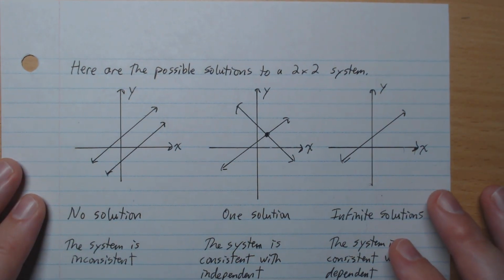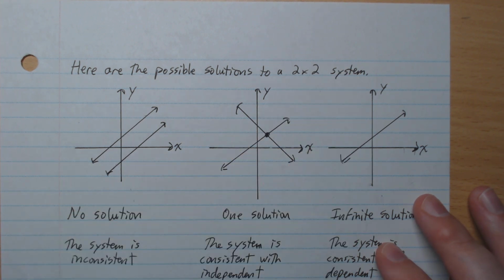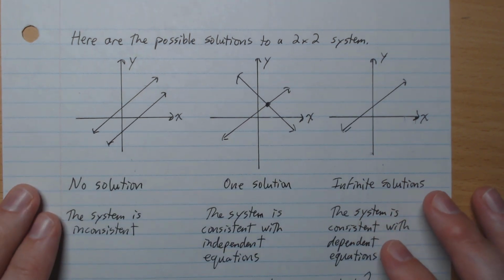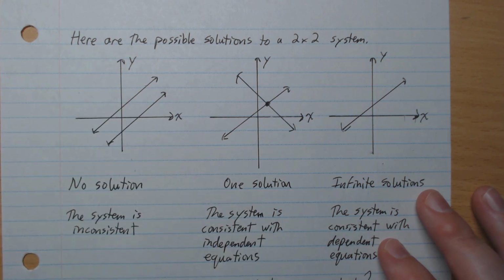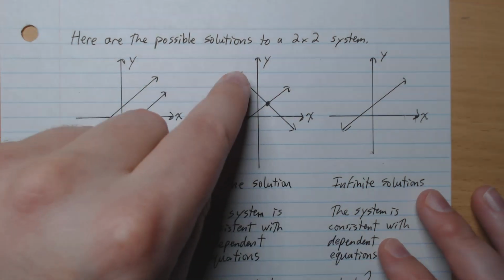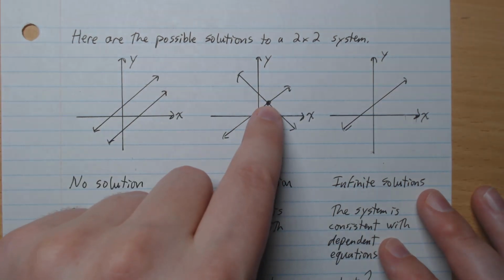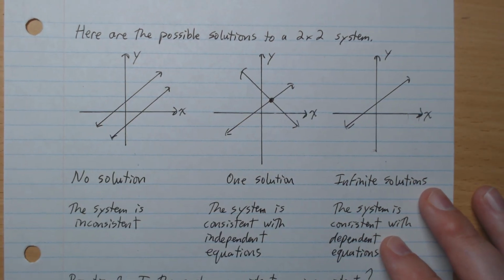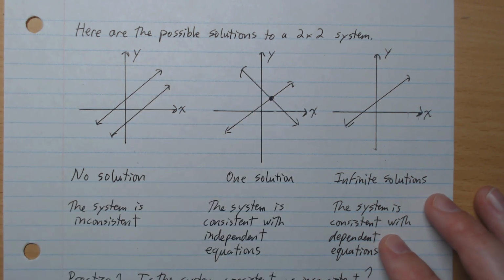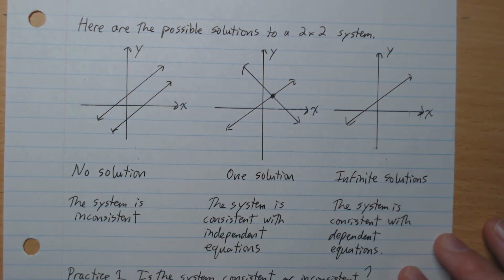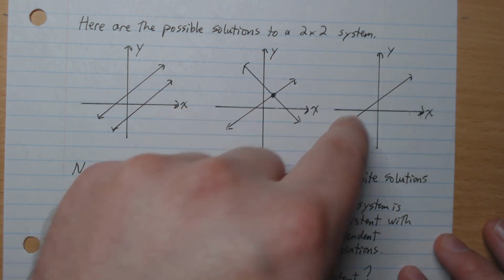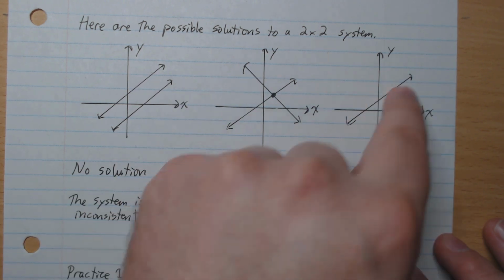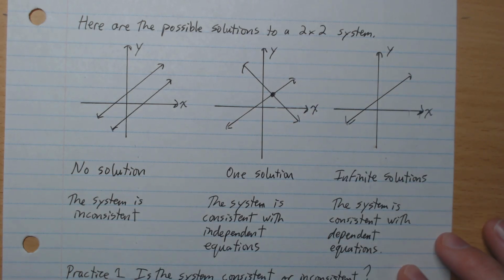Here are the possible solutions to a 2 by 2 system. You can have no solution, where the lines are parallel and there is no intersection point. You could have one solution, which is one point that is on both of the lines, creating an intersection point. Or you can have two lines that are the same thing, just written differently. You have two lines on top of each other, and so you have an infinite amount of solutions.